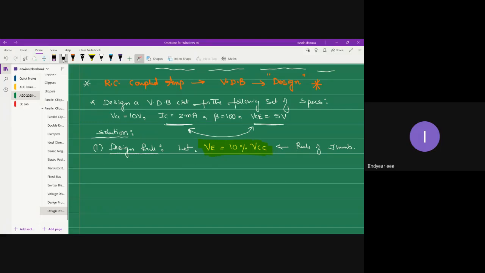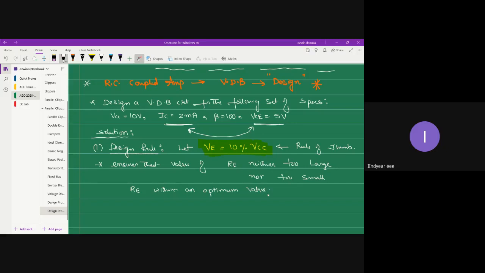This particular rule ensures that the value of RE is neither too large nor too small. So basically you would get RE within an optimum value.